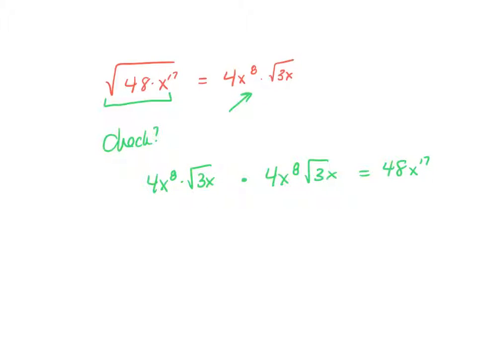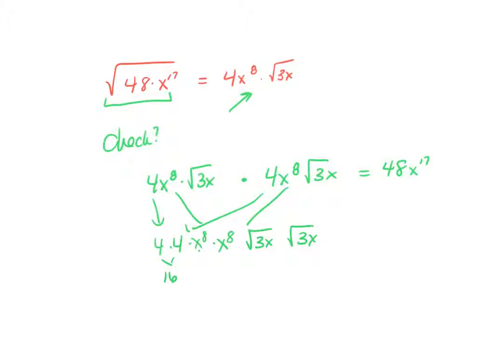We can rearrange. Let's put all the numbers first. So I'll put the 4 and then that 4. Then we have x to the 8th, and then we have x to the 8th. So I'm just rearranging. And then we have root 3x and root 3x. So if we keep going, 4 times 4 is 16. 8x is being multiplied and 8 more x is being multiplied. Would be 16 of those.